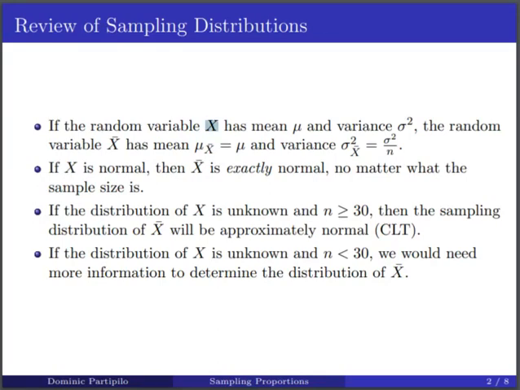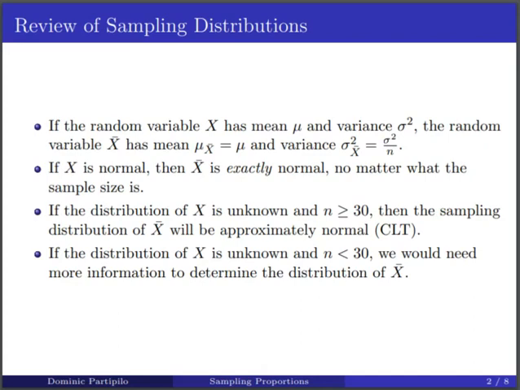If the random variable x has a mean of mu and a variance of sigma squared, then the random variable x bar, the sample mean, has a mean of mu, which is the same as the mean of x, and then a variance of sigma squared over n, or the variance of x over n. And then we talked about how if x is normal, then x bar is going to be exactly normal no matter what the sample size is.